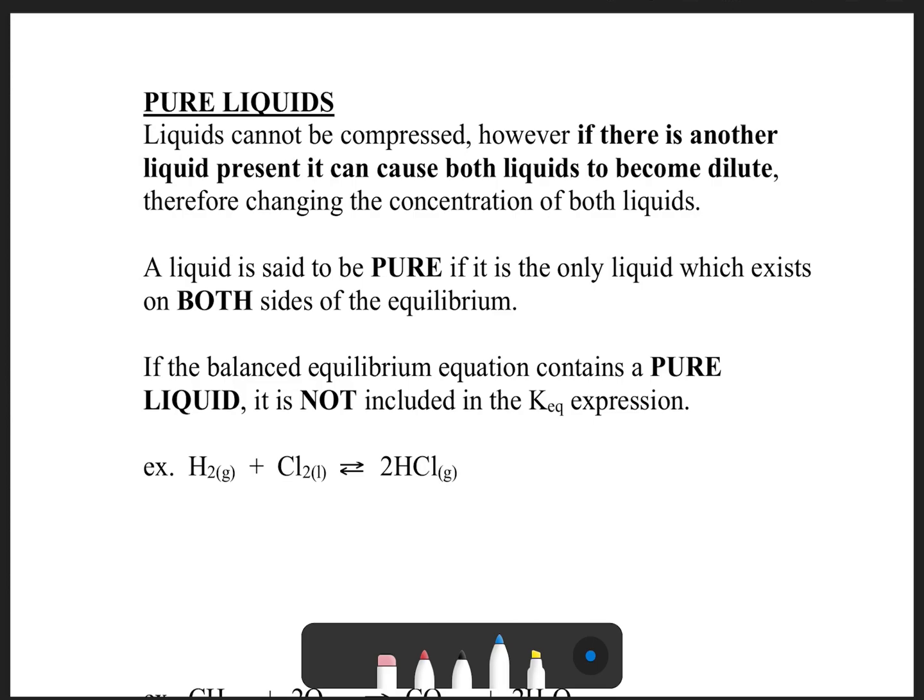Pure liquids. Liquids cannot be compressed. However, if there is another liquid present, it can cause both liquids to become dilute, therefore changing the concentration of both liquids. A liquid is said to be pure if it is the only liquid which exists on both sides of the equilibrium. If the balanced equilibrium equation contains a pure liquid, it is not included in the KEQ expression.